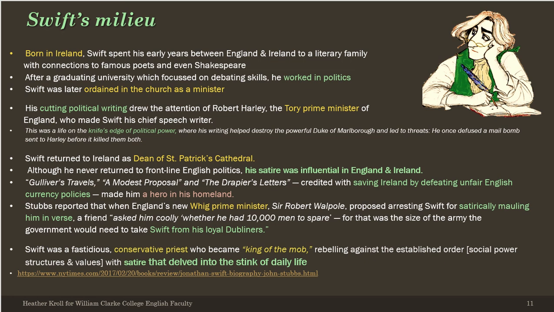Very, very Trumpian. Swift was a fastidious conservative priest, and that, of course, aligns with his sense of justness, and he became a king of the mob, rebelling against the established order, which was the social power structures and values, with satire that delved, and here's a quote for you, into the stink of daily life. So that's a juicy quote. So his satire delved into the stink of daily life. And I've got a reference there for an article that you can read further if you're interested.